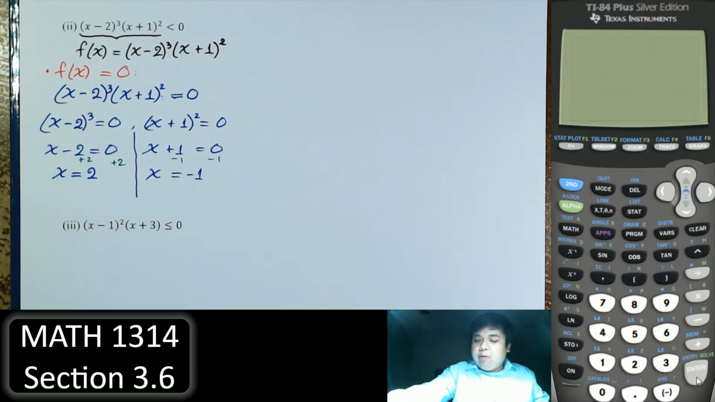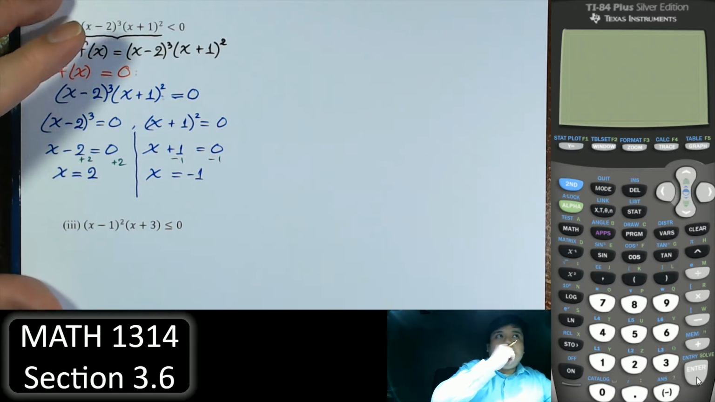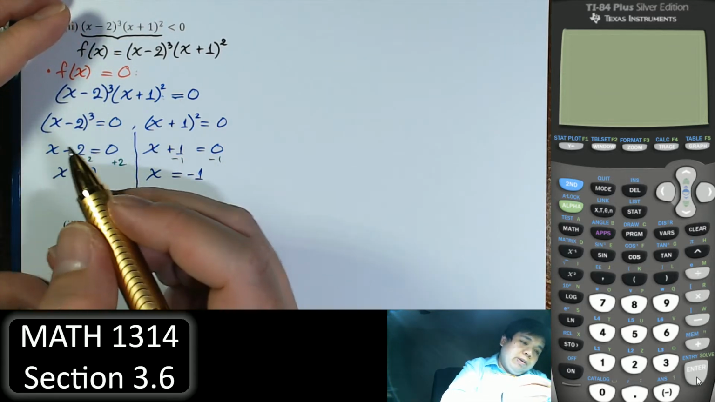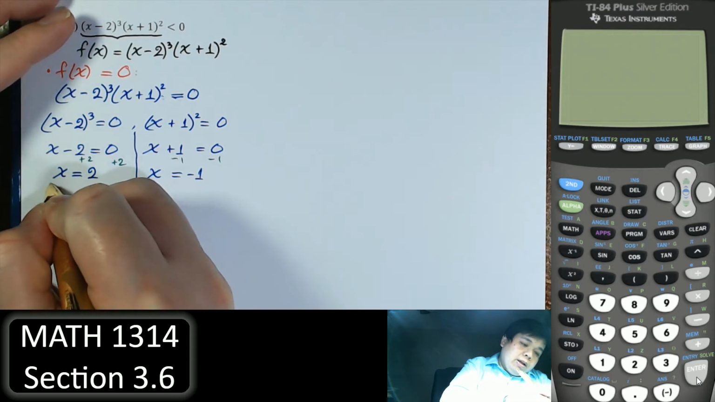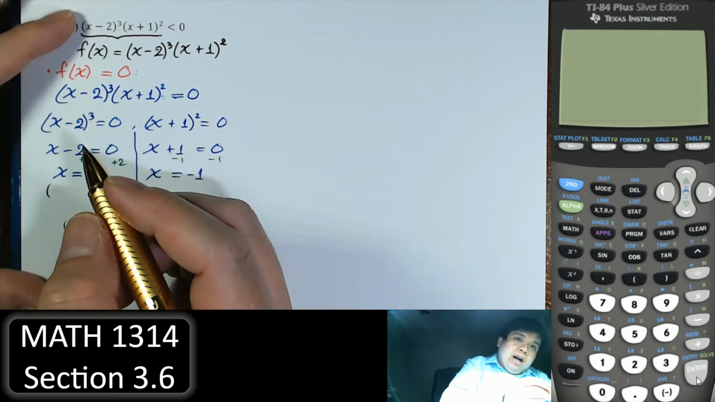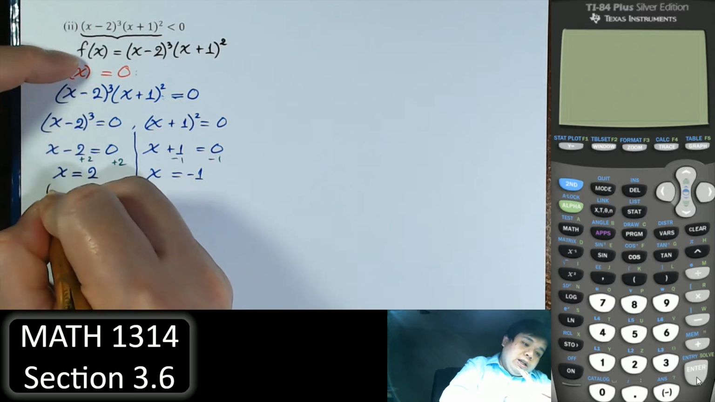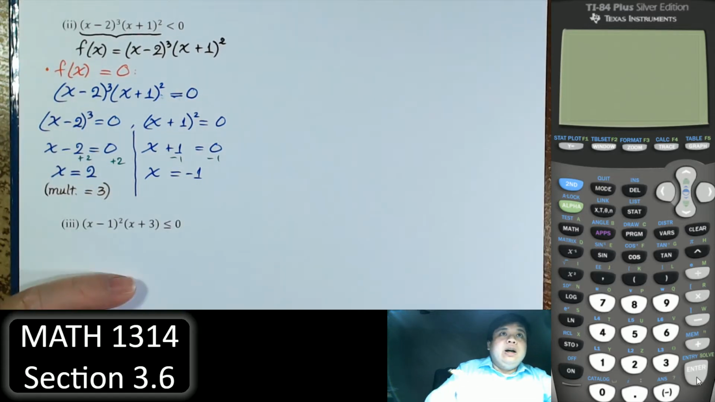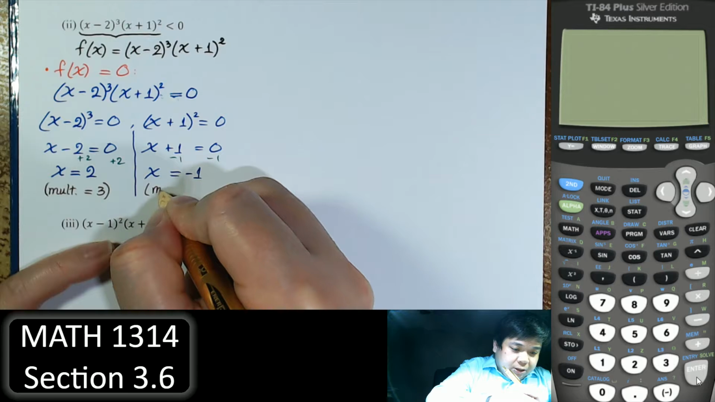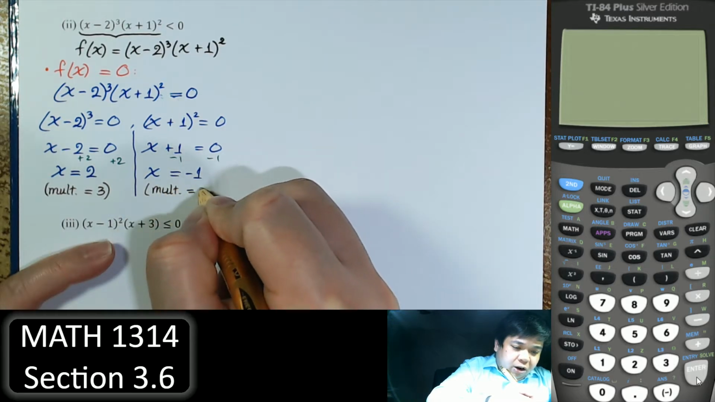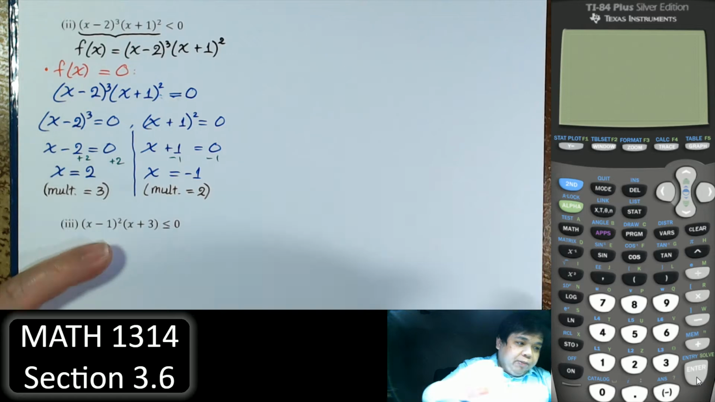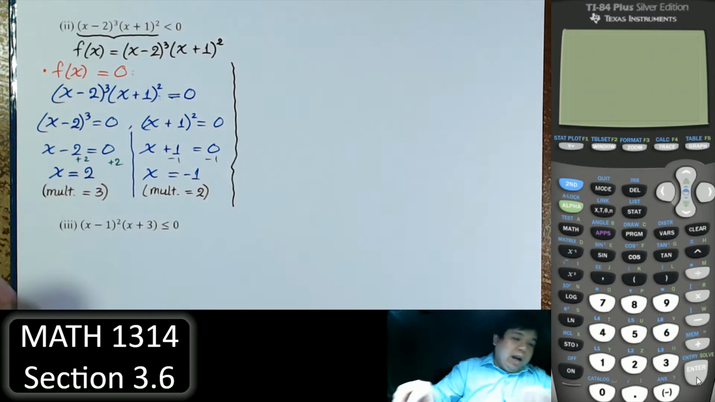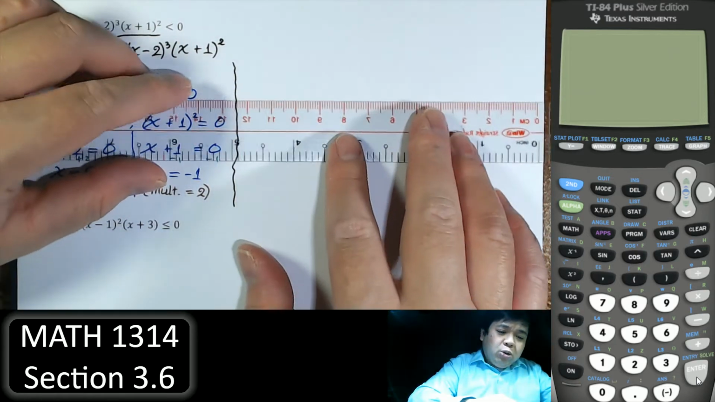And also from the previous section, I mean section 3.2, this is multiplicity 3. So multiplicity equal to 3. Here we say multiplicity equal to 2. As far as this problem goes, it doesn't affect our problem, but it helps us to double check.